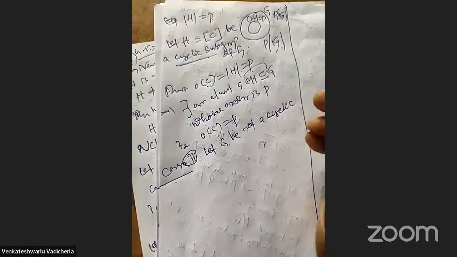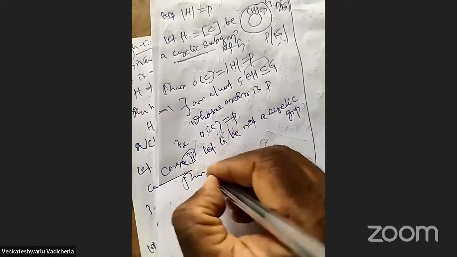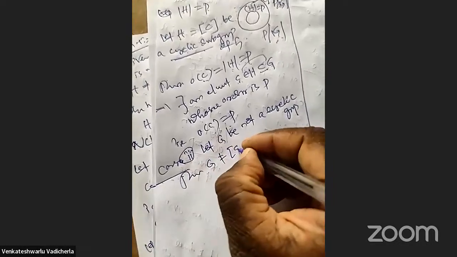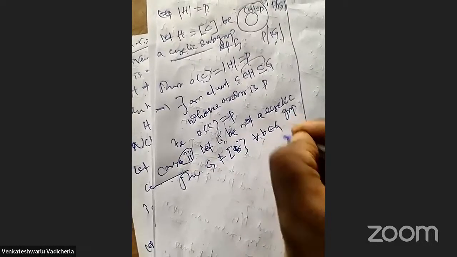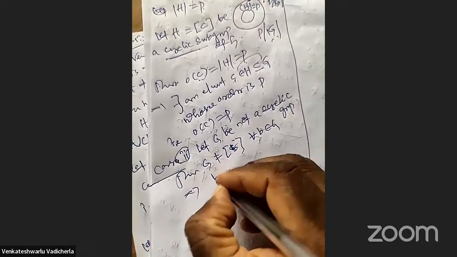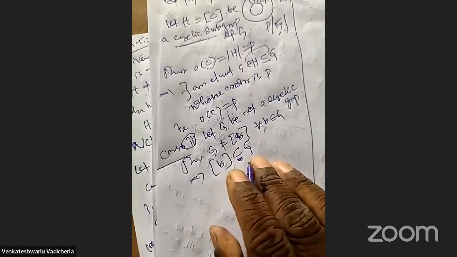First case is G is not a cyclic group. Then G is not equal to the cyclic subgroup generated by b, for all b belonging to G. So the cyclic subgroup generated by b is compulsorily a proper subgroup of G.